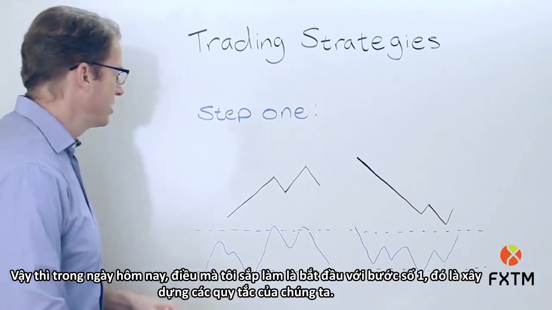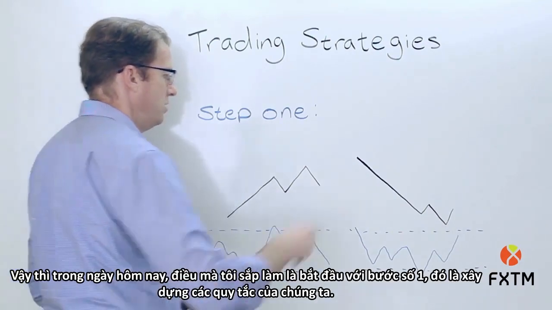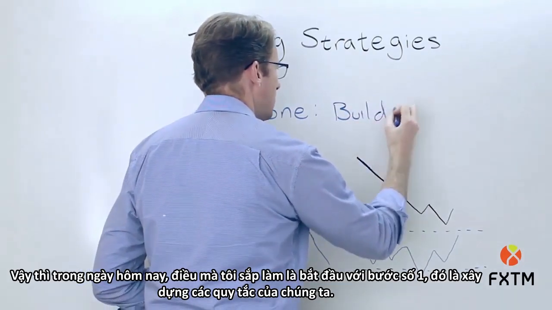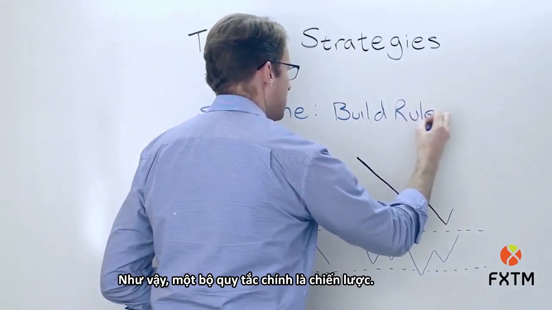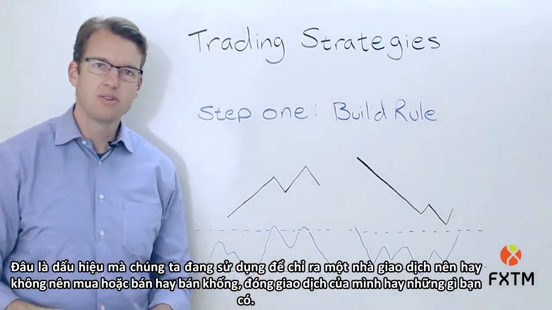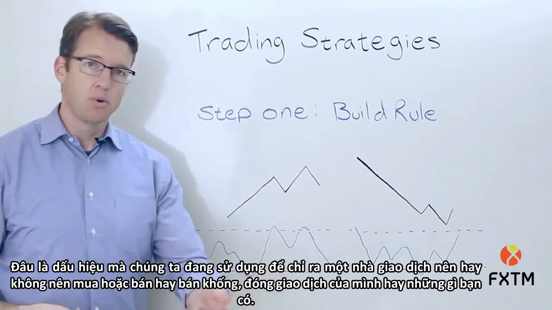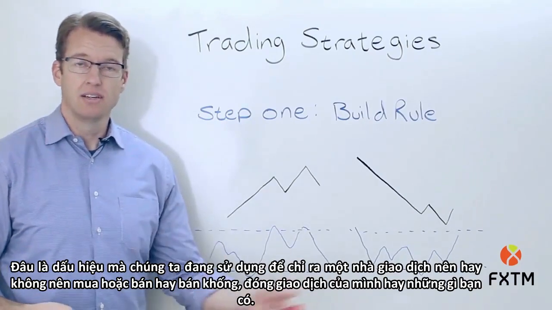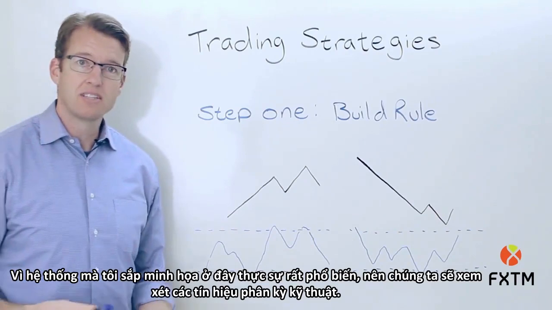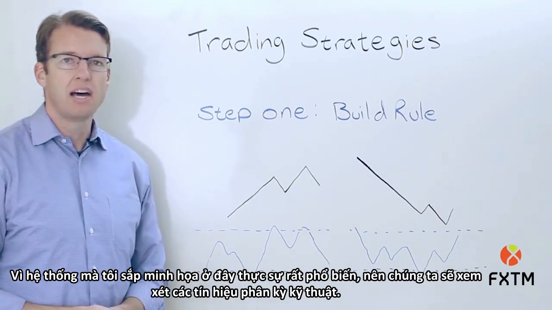So I like to separate this up into a couple of steps. Today, we're going to start with step number one, which is to build our rules. So a rule set is just: what is the strategy? What is the signal that we're using to indicate whether or not a trader should be buying, selling, shorting, closing their trade, or what have you? Now, the system that I'm going to illustrate here is actually a very common one. We're going to be looking at technical divergences.